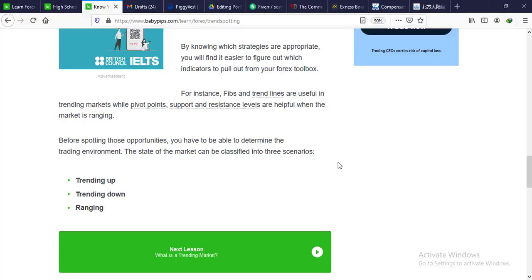So before spotting any opportunities, ask yourself, what is the market environment? Am I in a trending market? If it's a trending market, where is the trend? Is it trending up or down? If it is not trending up or down but moving sideways, then that is a ranging market. And if you are in a ranging market, what did we just learn? You bring in your pivot points, your support and resistance levels to trade a ranging market. So let's move on to the next lesson to learn what is a trending market.